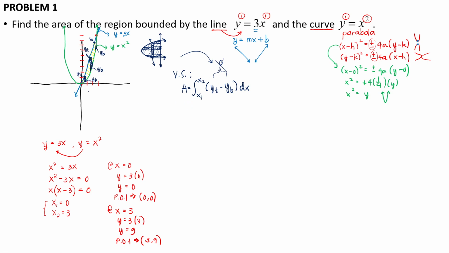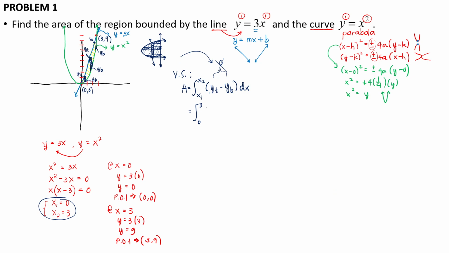Okay, so notice that the point of intersection is at 0, 0. Since again we are using a vertical strip, we're going to use the x-axis limits. So that will be from 0 to 3. So in the graph, this is 0, 0, and then the top portion is 3, 9. So that's from 0 to 3. Okay, so y top. Again, that's the equation touching the top portion. So that's the blue graph.